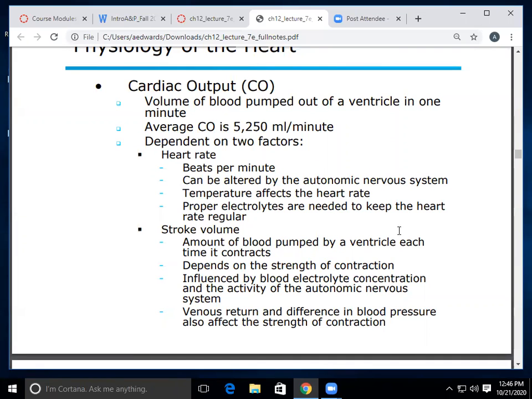Stroke volume, that's just how much blood your ventricles can pump each time there's a contraction. Stroke volume is affected by how strong the contractions are. The stronger the contraction, the higher the stroke volume. It's influenced, again, by electrolyte concentration in the blood, as well as your autonomic nervous system.